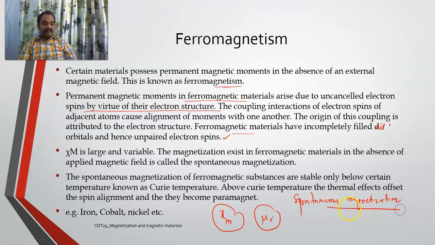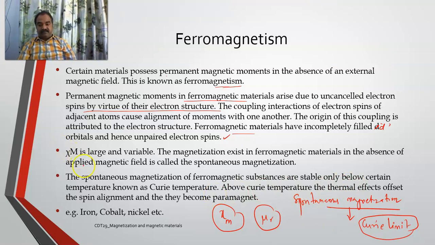This is applicable only up to a certain temperature. It isn't applicable at all temperatures, and that temperature limit is called the Curie temperature. Above the Curie temperature, there won't be any spontaneous magnetism. A ferromagnet loses its property of having an internal magnetic moment.